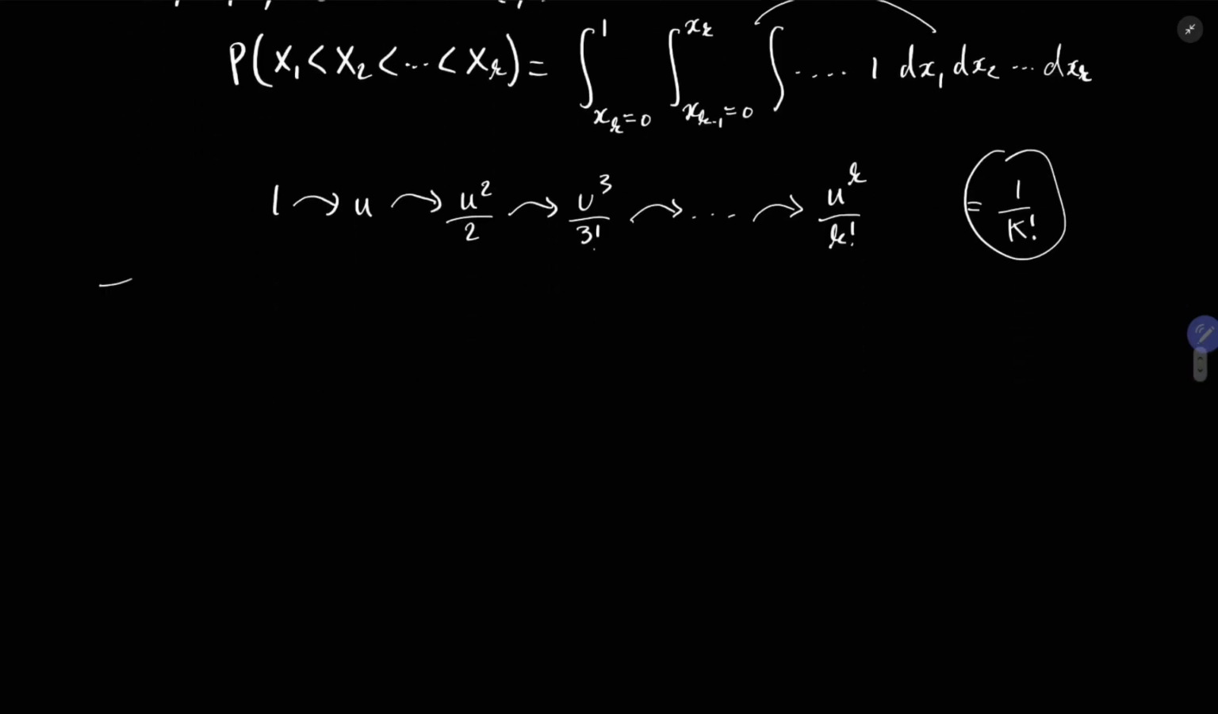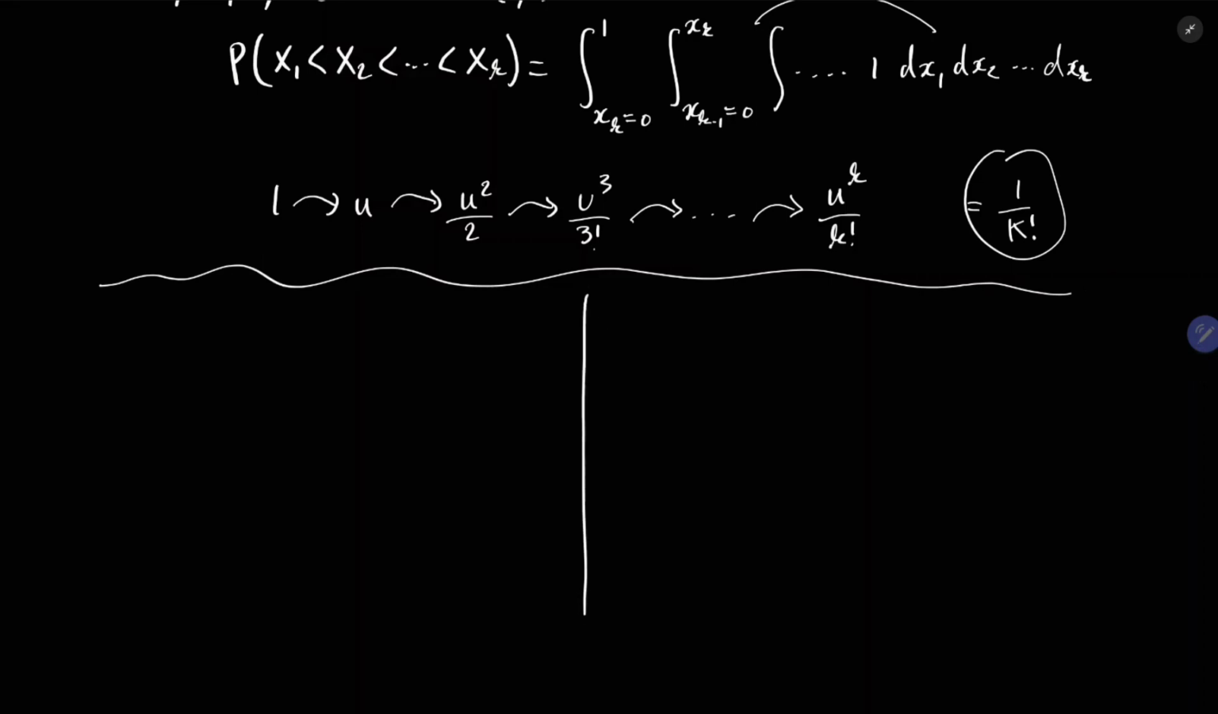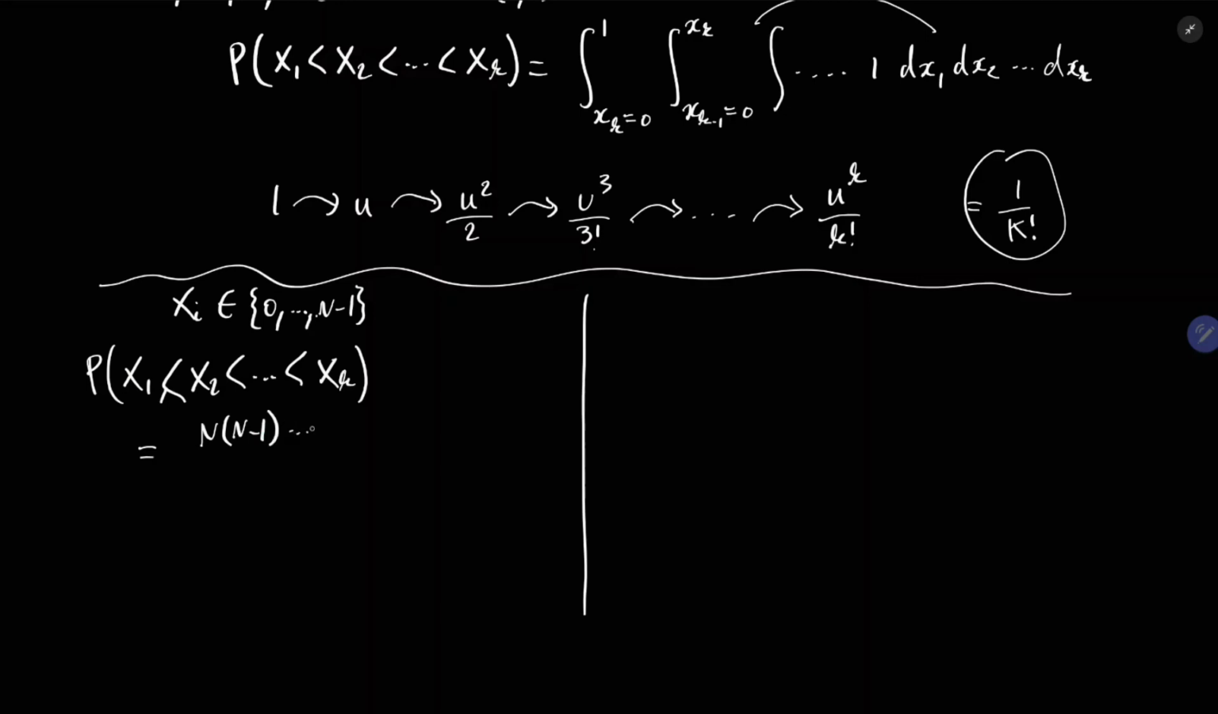So now it will be interesting to compare side by side the discrete case and the continuous case. So in the discrete case, what we have is that the probability that x1 is strictly lower than x2, etc., up to xk, when all the xi take values between 0 and n minus 1, is equal to n(n minus 1)...(n minus k plus 1), divided by k factorial n to the power of k.